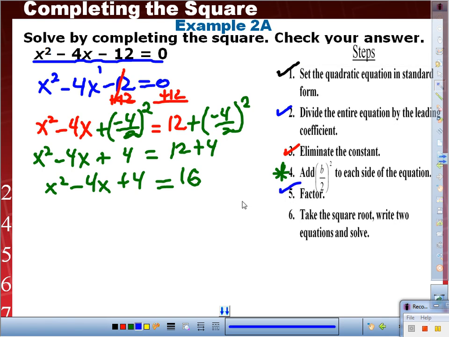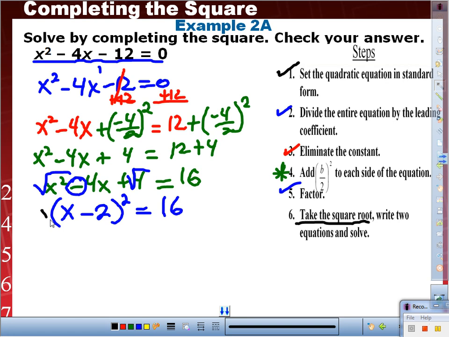How do we factor it, knowing that this is a perfect square trinomial? Square root of the first, x. Square root of the last, 2. What is the sign of the middle? Minus, and all this squared equals 16. So far so good?